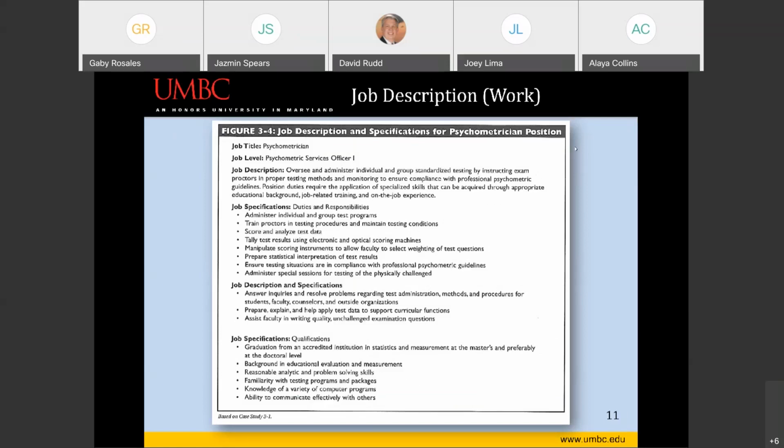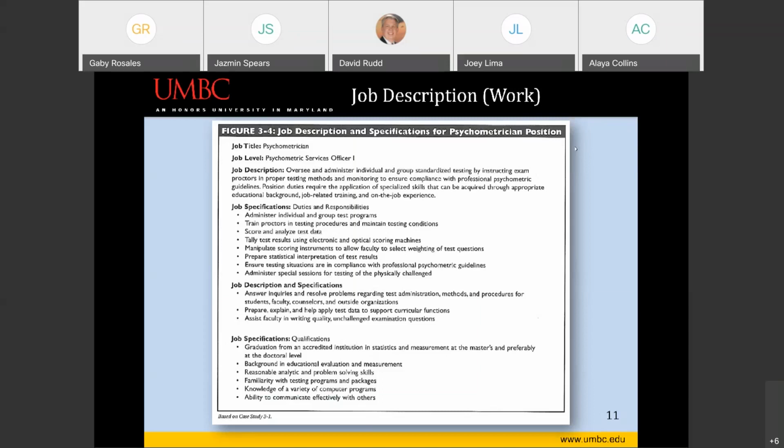As I looked at this, they listed the job description and specifications, and I wasn't really sure why they did that. To me, it looks like they could just stay under the job specifications, so I'm a little confused about that. But I think you can see that this job has a lot of different responsibilities and duties, and they're listed in both of those blocks.